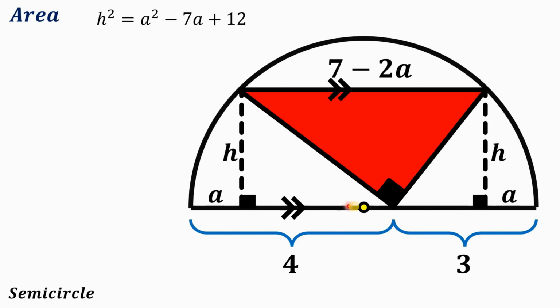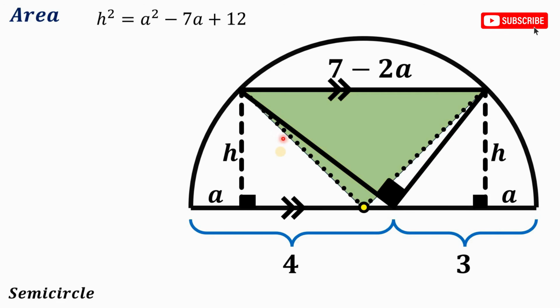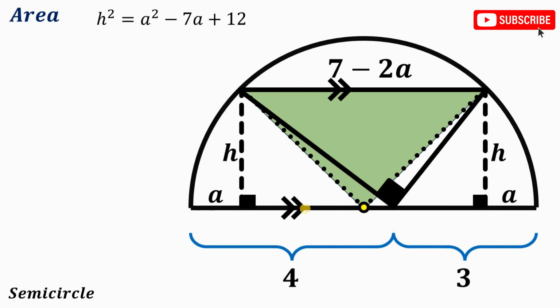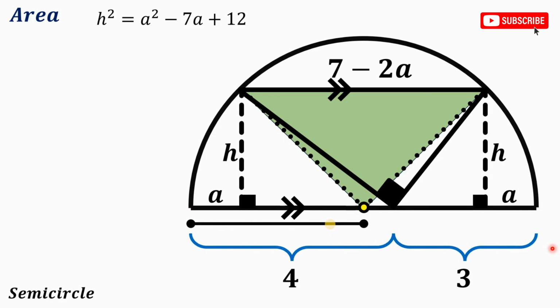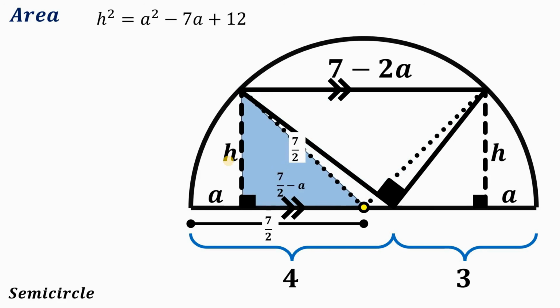So first, let's locate the center of this semicircle. And now, let's draw some radius like this. And let's focus on this triangle. Now, what do we know about this? We know for sure that from this point up to this point simply equals 7 over 2 because the diameter is 7, so the radius is 7 over 2. Now, since this is 7 over 2 and this is A, the remaining segment must be 7 over 2 minus A. And also take note, from this point of this rectangle to the center, this is also our radius. So this must be 7 over 2. So now, let's focus on this right triangle right over here, having side lengths of H, 7 over 2 minus A, and 7 over 2.